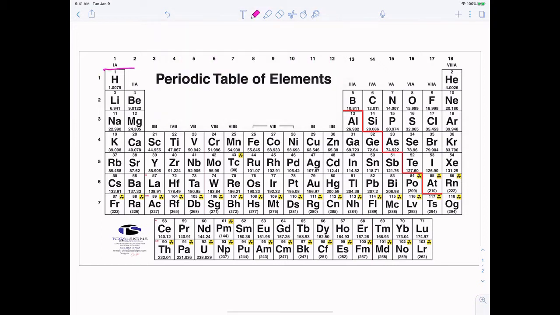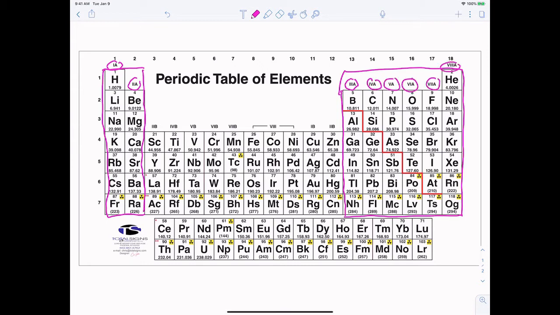So I'm going to take these first two groups. Oh, we need to define group too. And then I'm going to take these guys over here. So the ones that I put pink boxes around, those are going to be my main group metals. So groups 1A, 2A, or 1 and 2, depending on what method you want. And then 3A, 4A, 5A, 6A, 7A, and 8A, or 13 through 18. Those are going to be my main groups.